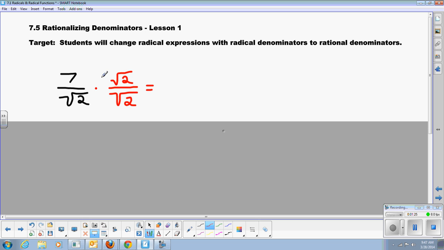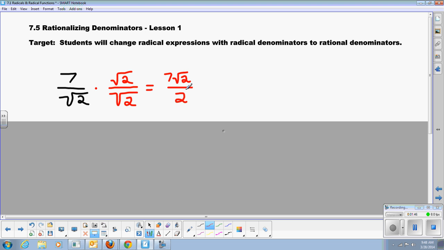What does that do for me? Then I do top to top, I multiply, and I have 7 times the square root of 2 over the square root of 2 times the square root of 2, which is 2. Now I know I am dealing with halves. So I have a numerator of 7 times the square root of 2 over 2. Now that denominator is rationalized.